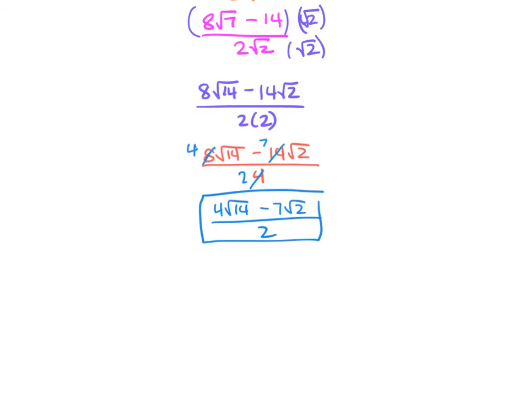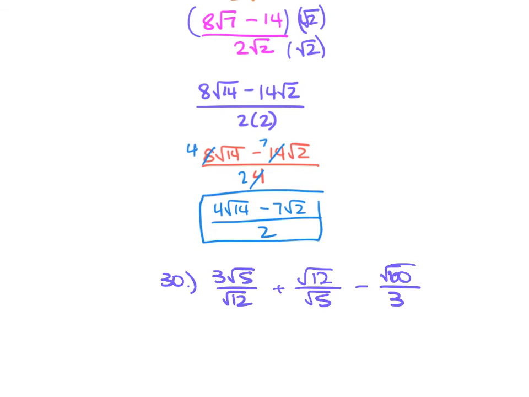So 30, we have 3 square root 5 all over square root 12 plus the square root of 12 over the square root of 5 minus 1 square root 60 all over the square root of, I think it was 5. Nope, 3. And it's not square root, it's just 3. Alright, so I'm going to simplify what I can here.